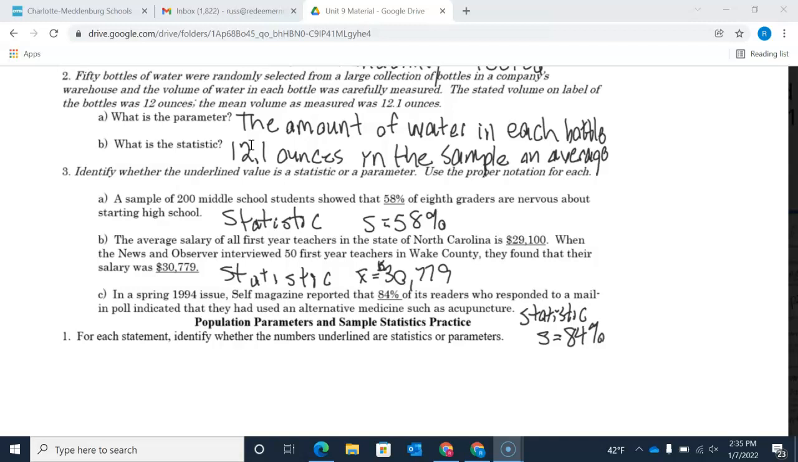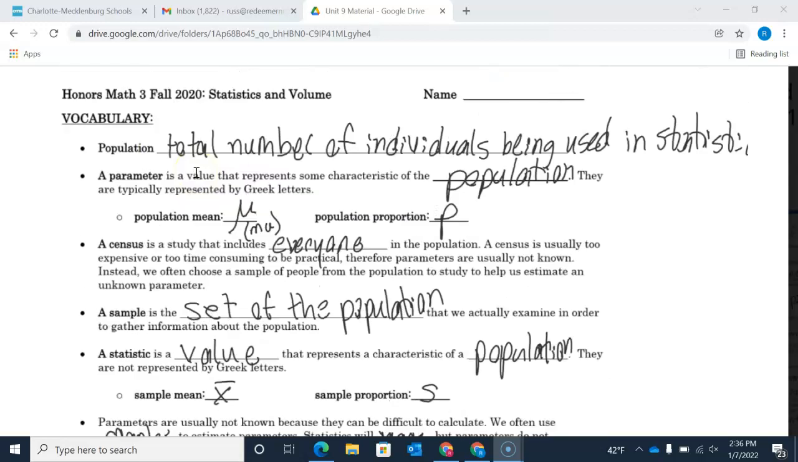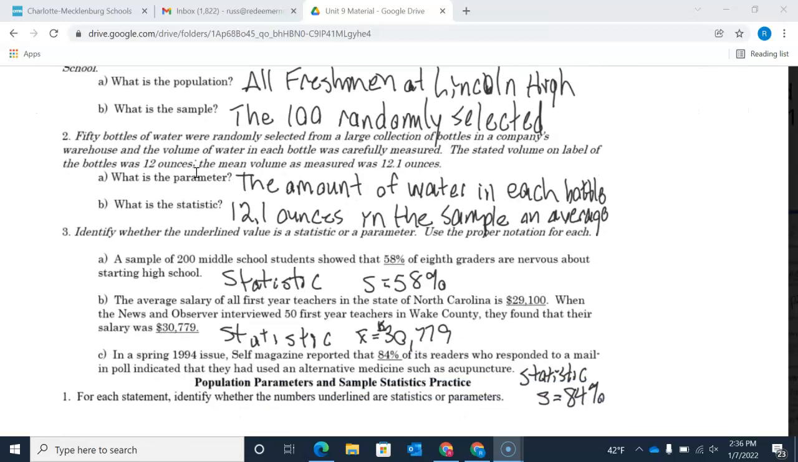Now, technically, the first sentence there could be called a parameter because it's all first-year teachers. It's the whole group. And therefore, that would not be a sample mean. That would be the parameter mean, or the population mean. Okay?